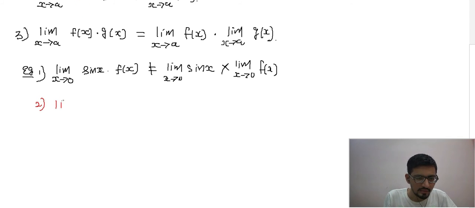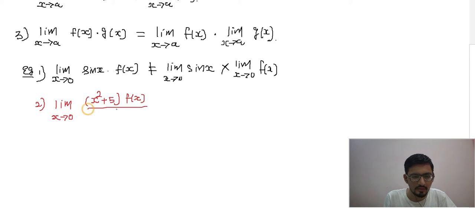If I have something like this, limit x tends to 0, (x square plus 5) into f of x divided by, for example, g of x. There you can see, if I am thinking of applying limit here to x square plus 5, after applying limit this will come a non-zero. Yes, that alone is not sufficient. After applying non-zero, x square plus 5 should be in the multiplication with respect to the remaining expression.